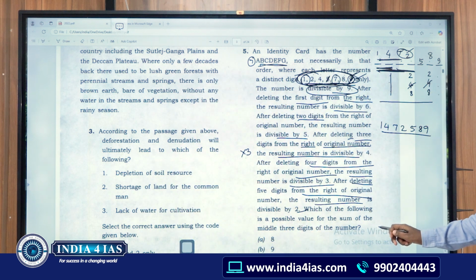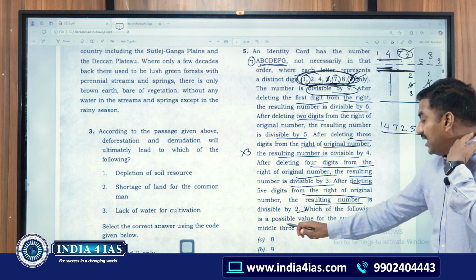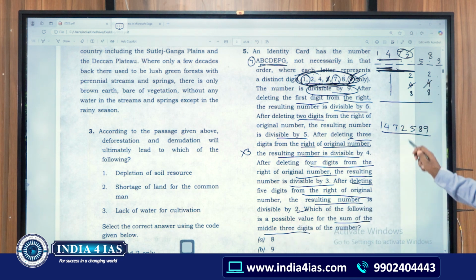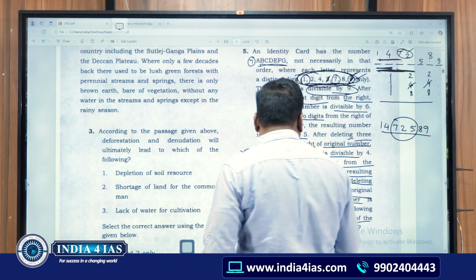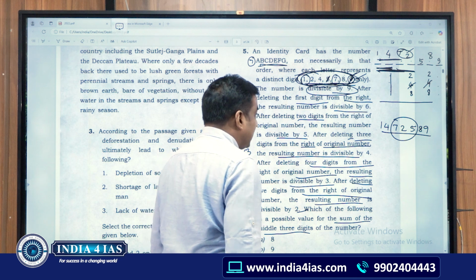Look at what they are asking. Which of the following is a possible value for the sum of the middle 3 digits? So the middle 3 digits are these: 7 plus 2 plus 5 is 14. They are asking which of the following is a possible value for the sum of the middle 3 digits.